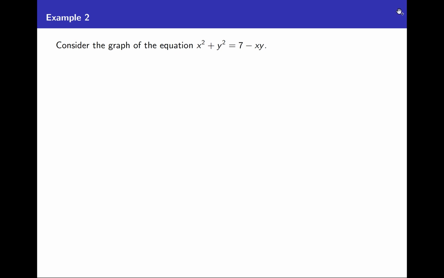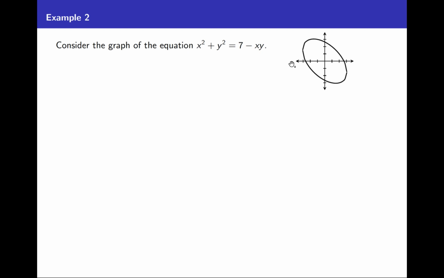This example involves the graph of the equation x squared plus y squared equals 7 minus xy, which is not the graph of a circle because of this term minus xy. You can find the x and y intercepts here by, say, setting y equal to 0 to find the x-intercepts, and you get x squared equals 7. So the x-intercepts are plus or minus square root of 7, which is about 2.6. And likewise, for the y-intercepts, set x equal to 0, which knocks out this term and this one. You get y squared equals 7.